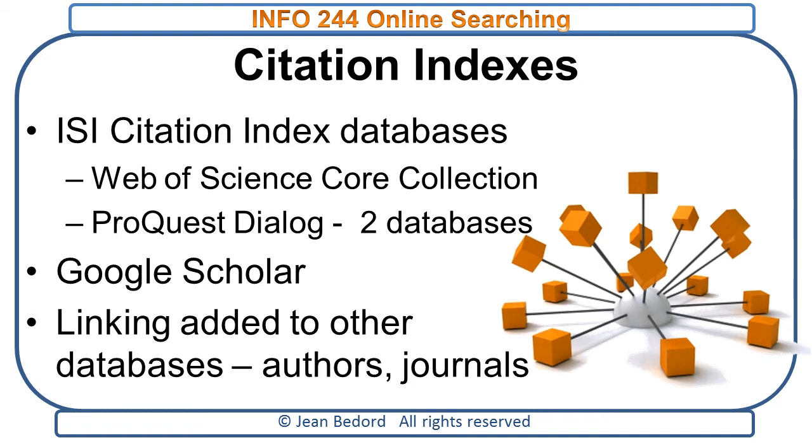In the process of citation chaining, you will find that other databases have added linking. There are links to authors so that you can identify other work that they have done. There are links by journals so that you can find articles that are being published in a general area. None of these are perfect, so you'll find yourself meandering through the citations to find the gems you're looking for.